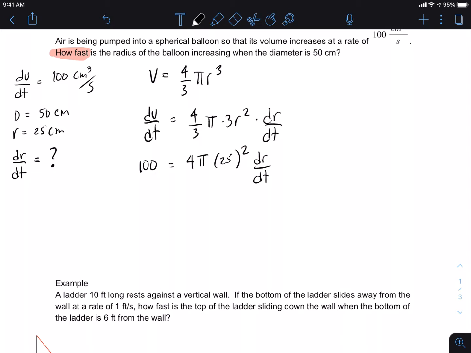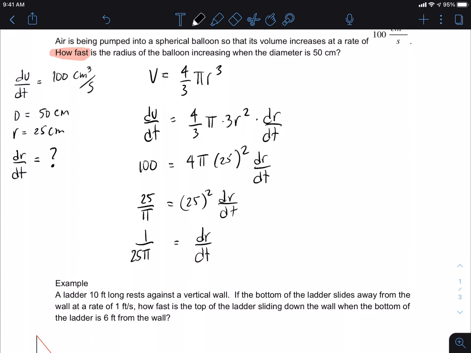I'm going to divide by 4 and divide by 4 pi. So I'm going to get 25 over pi is 25 squared dr dt. 25 squared is, what is that? Is that 625? But I don't need to even do that because when I divide by the 25 squared, isn't that 25 going to cancel it out? So I'm going to see that I'm going to have dr dt is equal to 1 over 25 pi.